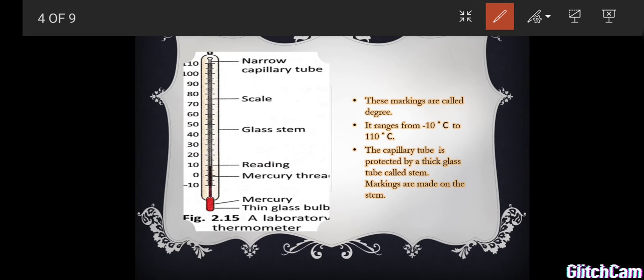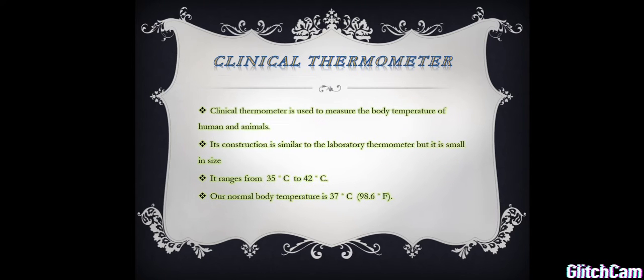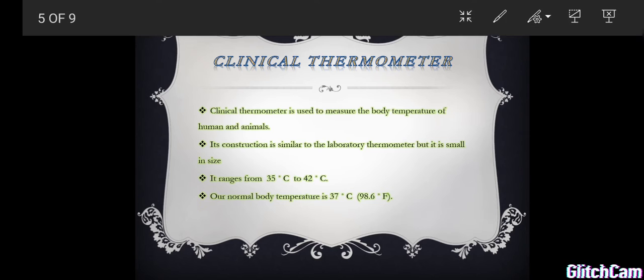In the laboratory thermometer, the lower limit and upper limit are minus 10 degree Celsius to 110 degree Celsius, and the capillary tube is protected with a thick glass that is called the stem. This is about the construction of the laboratory thermometer. Here you want to note the main point: minus 10 degree Celsius to 110 degree Celsius. Next we go for the clinical thermometer.